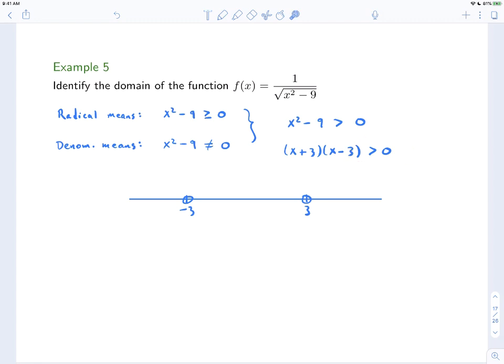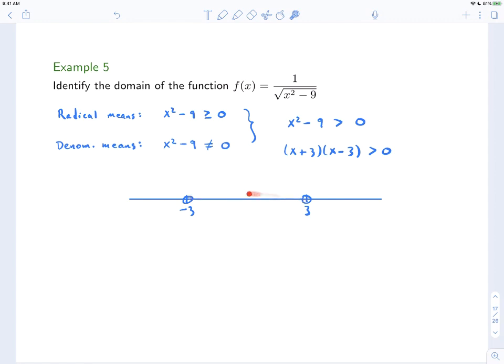So in particular, it can't be equal to 0. So we have to exclude negative 3, and we have to exclude 3. Well, what about the rest of these intervals? If you pick anything between negative 3 and 3, what happens? Well, for example, what if you pick 0? Then you're going to have 3 times a negative 3, which is a negative number, which is not allowed.